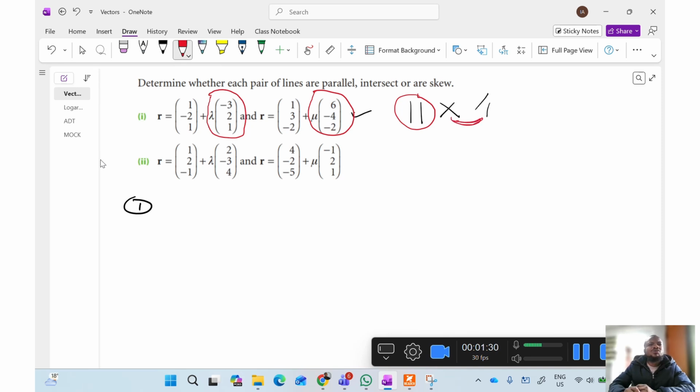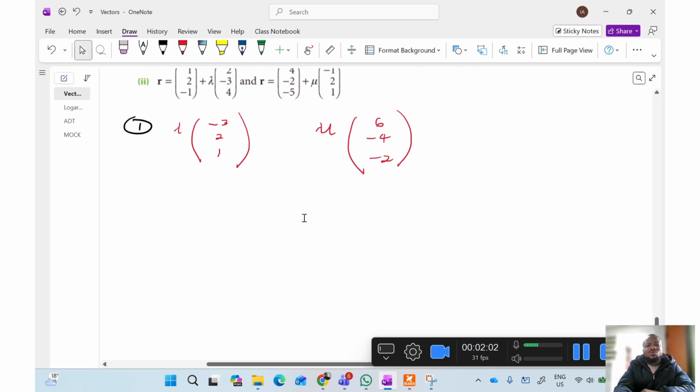So before you solve this question, try and check the direction of these two lines. If the directions are not the same, then you can try to solve to know if there is a point of intersection or if it's a skew line. I hope you understand that. So let's take these two values. This is lambda times (-3, 2, 1), and the second one is mu times (6, -4, -2). Then you have to inspect these two lines.